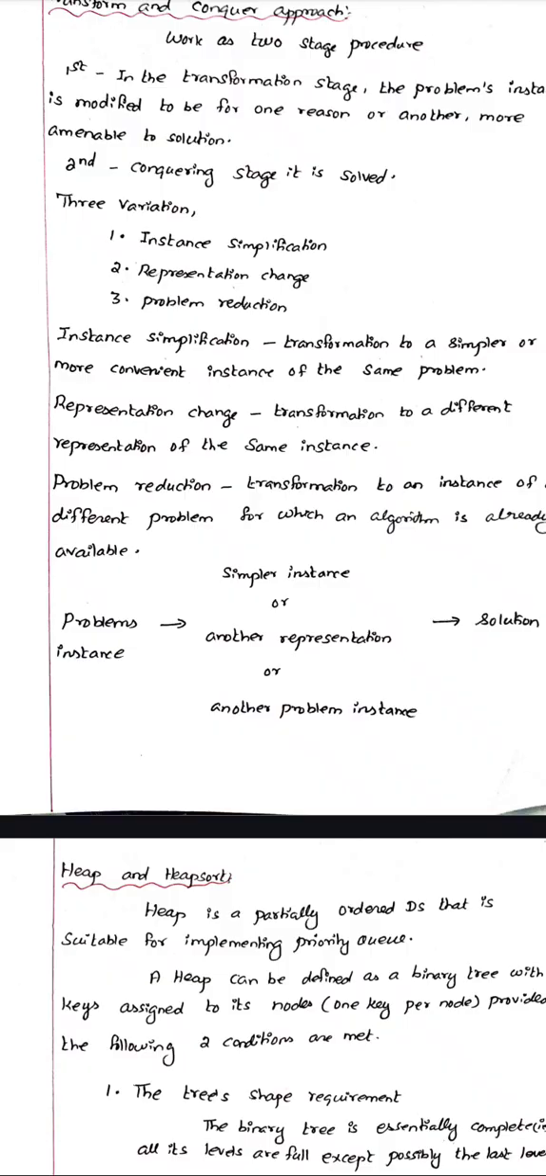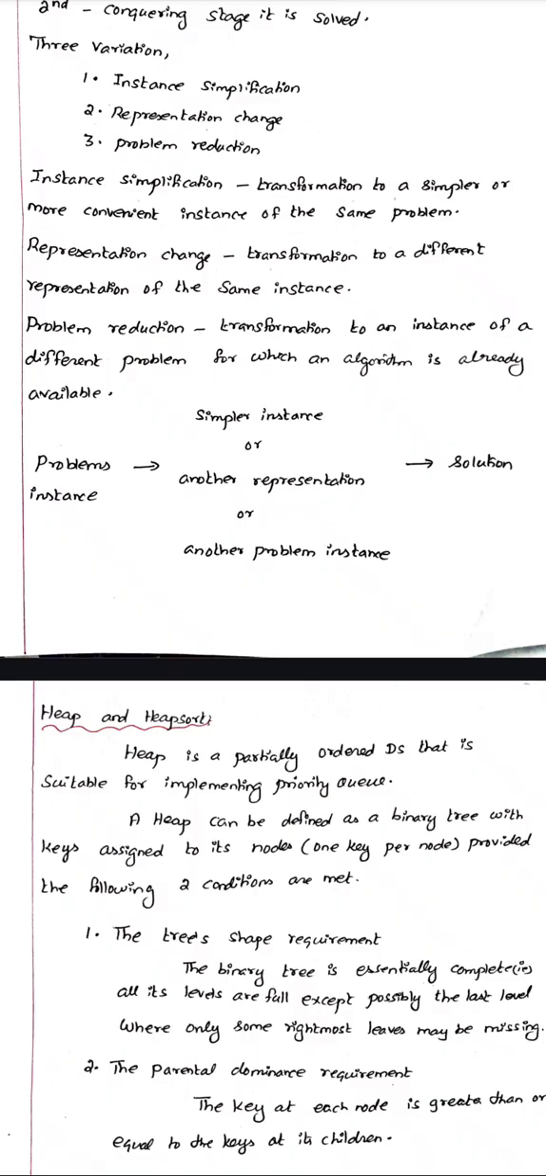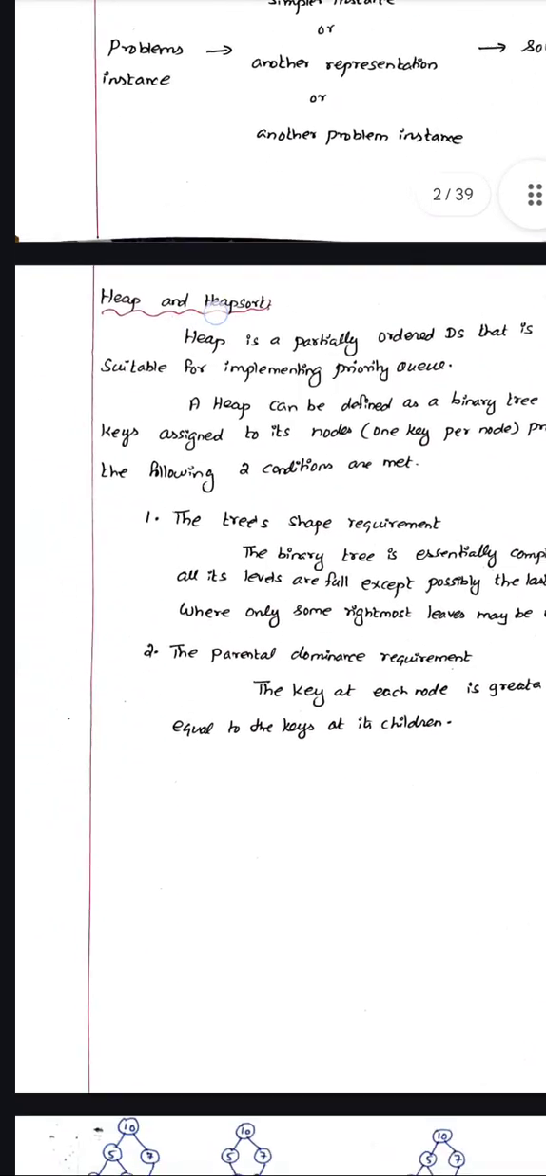Instance simplification is a transformation to a simpler or more convenient instance. Representation change is a transformation to a different representation of the same instance. Problem reduction is a transformation to an instance of a different problem for which an algorithm is already available. Simpler instance, or another representation, or another problem instance, leads from the problem instance to the solution.